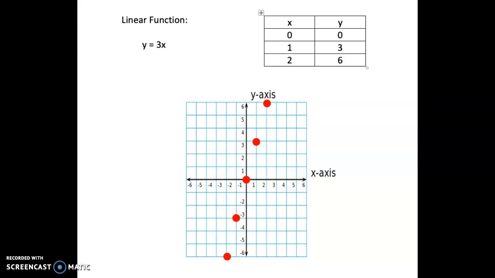Now we're not finished yet. So the next thing we would want to do is go and draw a line connecting these points. Okay, so we want to go ahead and draw a line connecting all these points just to show our linear function on this coordinate grid. That one's pretty close, I didn't get it exact, but it gives you an idea of what our linear function y equals 3x would look like.